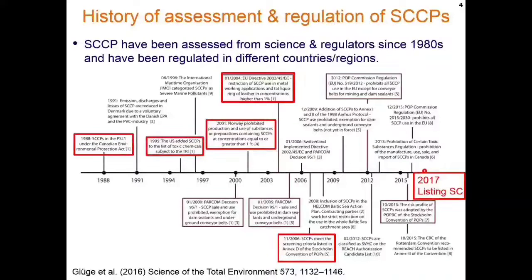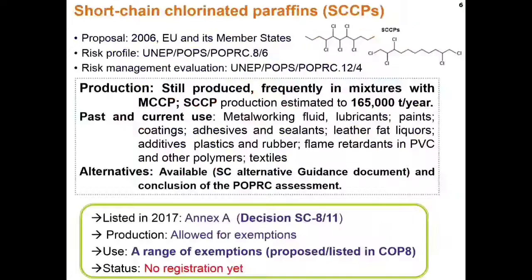In other countries and regions, short-chain chlorinated paraffins have been restricted earlier. Already in 1988 in Canada, it was put on a list for assessment. In the US, already in 1995, it was included in the list of toxic chemical substances. In 2002, it was regulated in the European Union. And then in 2006, it was proposed to the Stockholm Convention as a POP, but it needed about 10 years of evaluation until it was finally listed as a POP in 2017.